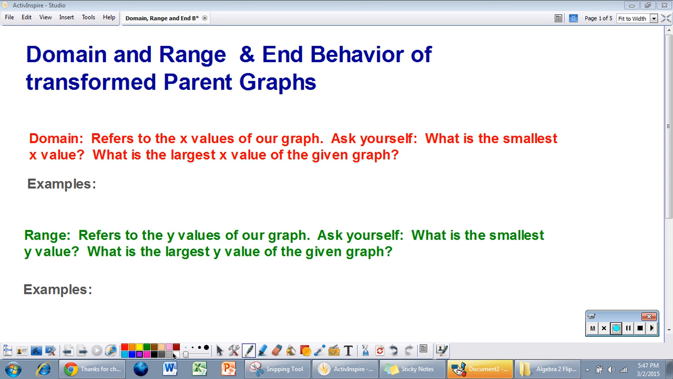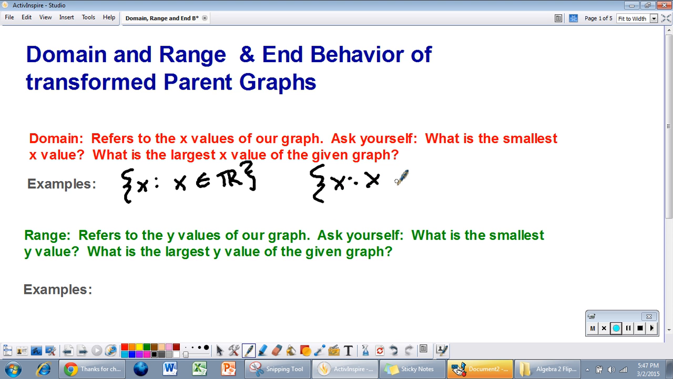Now, in some examples, it might be that we would have x such that x is an element of all real numbers. That means that on the x-axis, it's starting at negative infinity and going to positive infinity. Or maybe it's more restricted. And maybe we might have a statement such as the following: the set of all x such that x is less than or equal to negative 3.